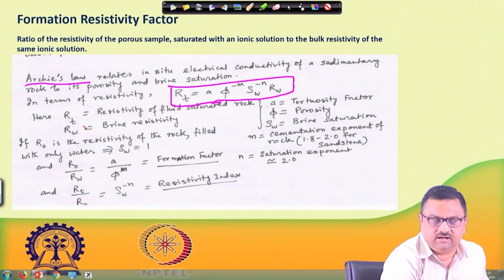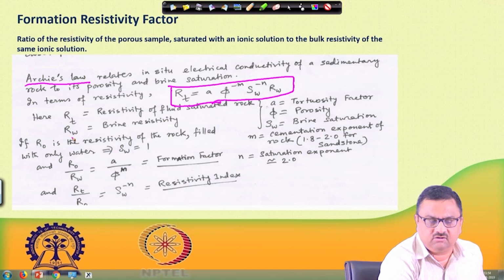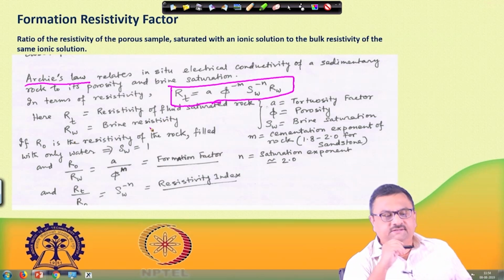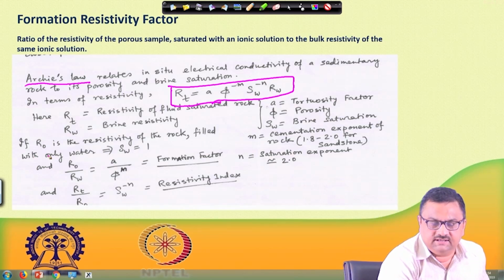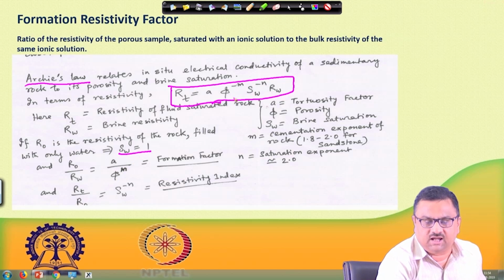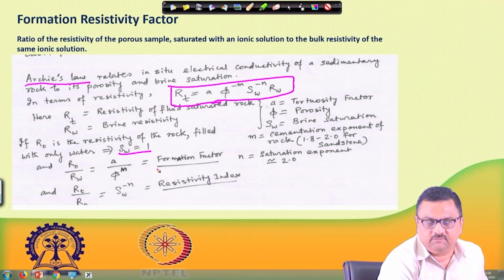So, this is the equation where RT is the resistivity of the fluid saturated rock and RW is the brine resistivity. Brine is basically a salt solution. It has a very small amount of sodium chloride, or one can simulate a brine by adding 1% NaCl in water. Now, RO is the resistivity of the rock filled with only water, that means when SW is equal to 1. Then RO by RW would be A divided by phi to the power m, because SW is equal to 1, and this is known as the formation factor.